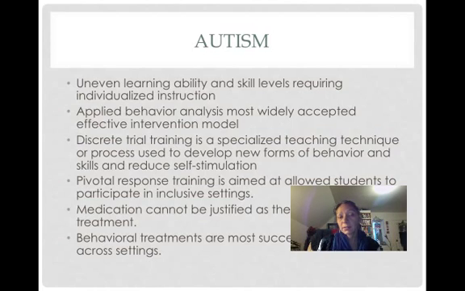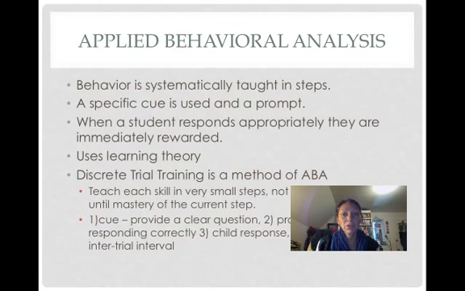In this case, really medication is not justified as the first line of treatment. It's really recommended that behavioral treatments and social skills are probably the best types of treatments. Applied behavioral analysis is a really common approach, and this is where behavior is taught in very systematic steps, right? So you give a specific cue and a prompt, and then when the student responds appropriately, they're immediately rewarded. So it's based on behavioral and learning theory.